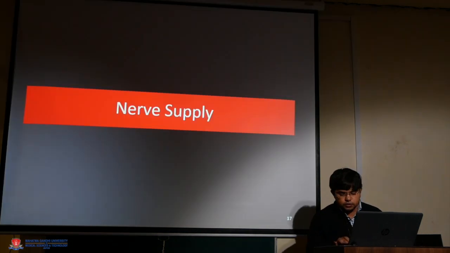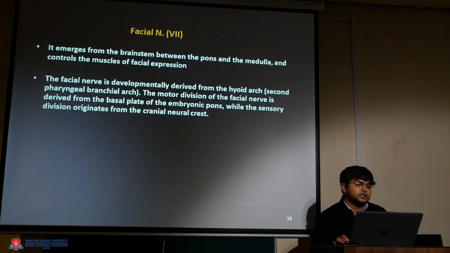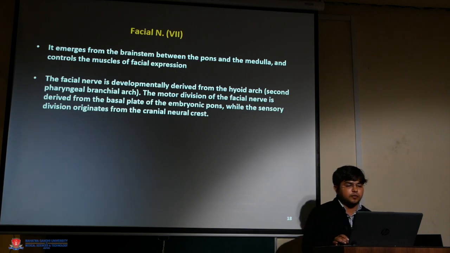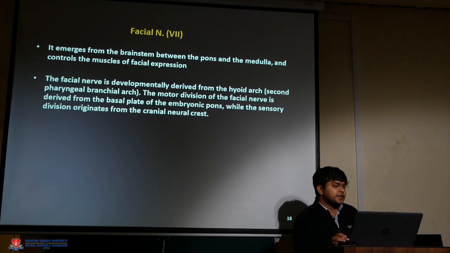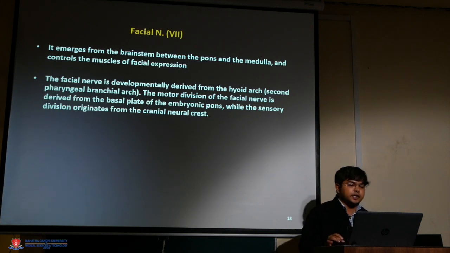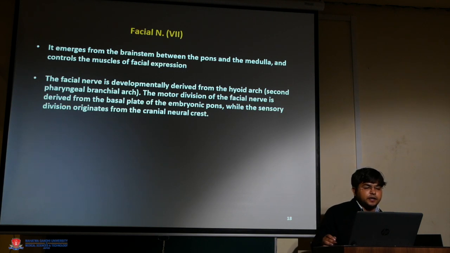Nerve supply to the facial muscles, which is supplied by the facial nerve. This is the seventh cranial nerve. It emerges from the brainstem between the pons and the medulla, and it controls the muscles of facial expression. The facial nerve is developmentally derived from the hyoid arch, which is the second pharyngeal arch, branchial arch.